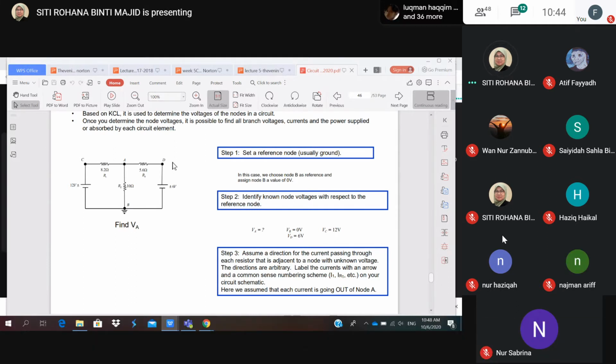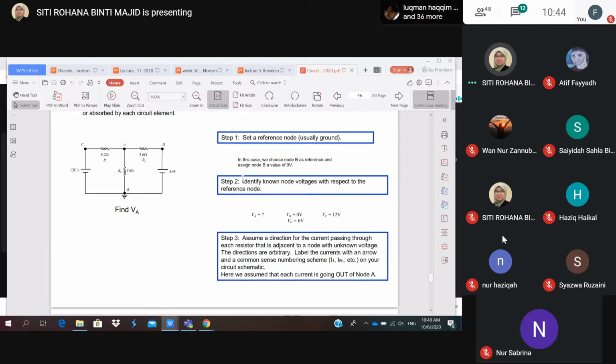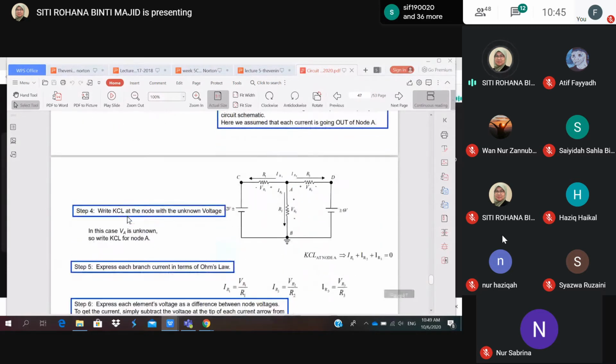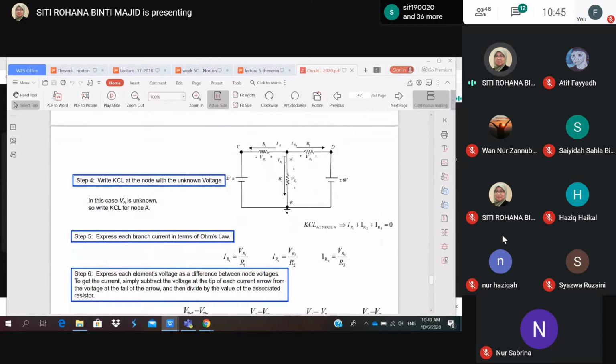And then, as I mentioned just now, you decide which current is in and which current is out. Let's say this current from this voltage is in, and this one should be out. From there you can also write it like this, where every current is out of the node. So you can have KCL at this node as IR1 plus IR2 plus IR3.